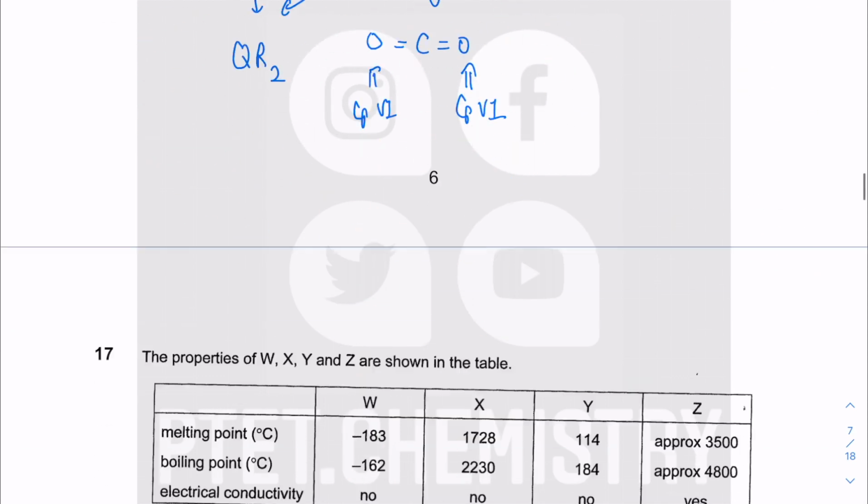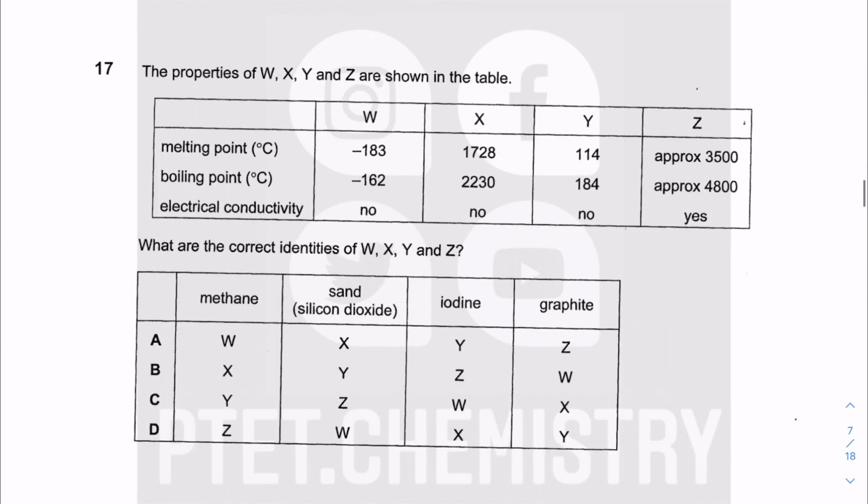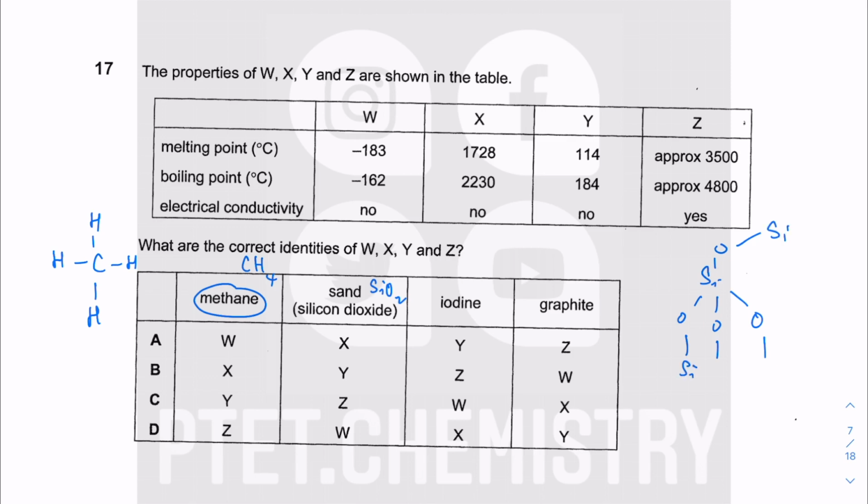Alright. Question 17, so you need to identify the correct identities. Methane is CH4. It is one of the many case studies which you need to know how to draw. Silicon dioxide, SiO2. So SiO2 is this giant molecular structure. Each silicon is bonded to 4 oxygen. You must be able to freehand draw them, because they are your case study in giant molecular structure.